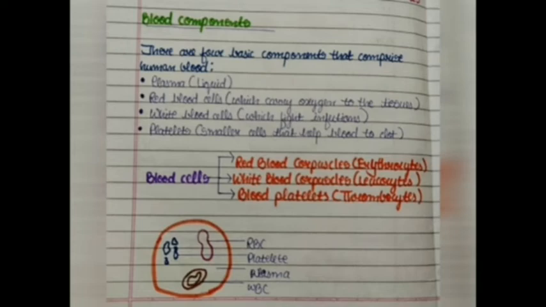Platelets. Platelets are irregular in shape and generally small cells. They do not have a nucleus. These cells are colorless. Hemoglobin is absent, and they help in blood clotting and also in controlling bleeding.